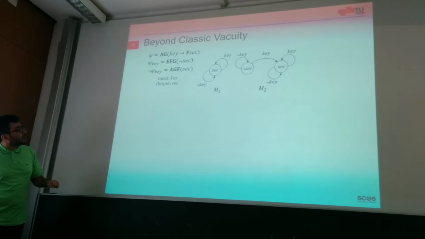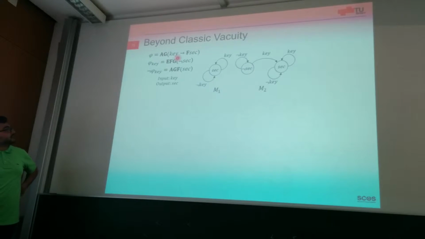This is our specification. This is the witness formula of this specification with respect to key. And this is the strengthened version, the negation of the witness formula, the strengthened version of the specification with respect to key again. Input is the key, output is the secret. This is M1 and this is M2.